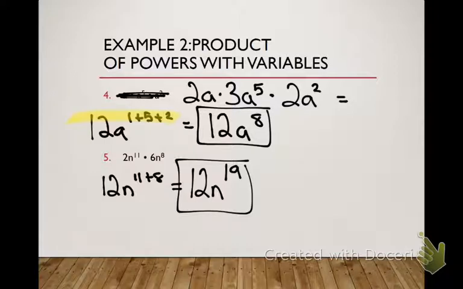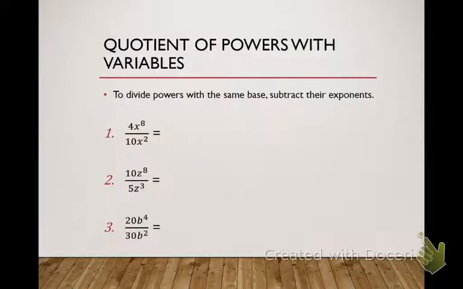Now we're going to switch over to quotient. Quotient of powers with variables. This is example 3. So notice now this is dividing with numbers and variables. We need to reduce the fraction, and then we subtract our exponents from our common variables. 4x to the 8th over 10x squared. So how could I reduce 4 over 10? Yeah, divide by 2, so it's 2/5. Now I go x to the 8 minus 2.